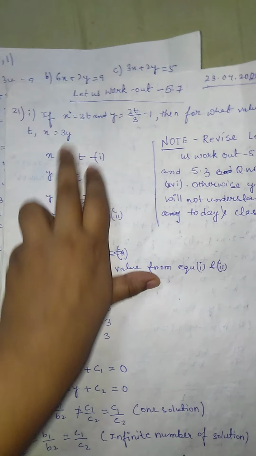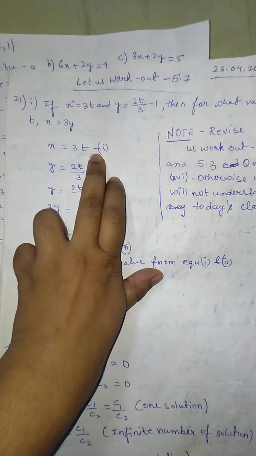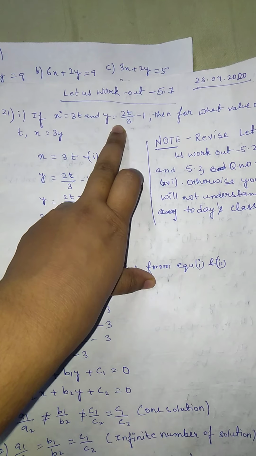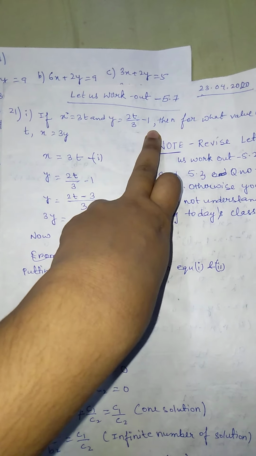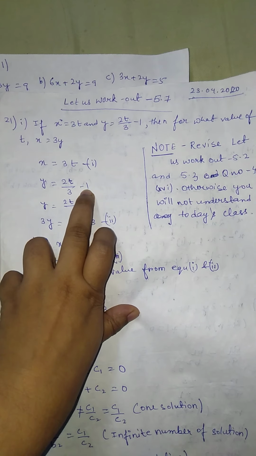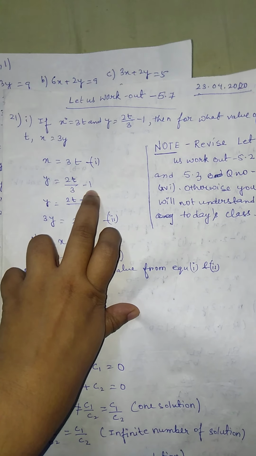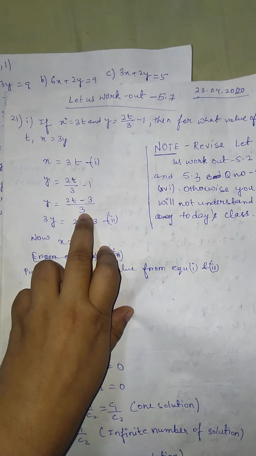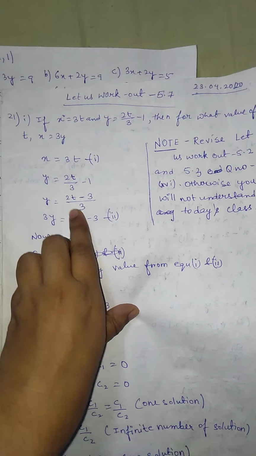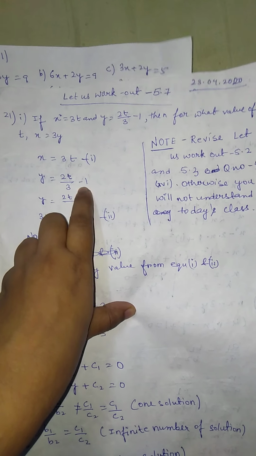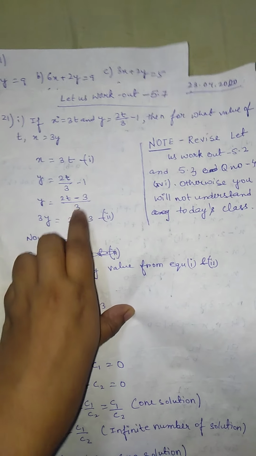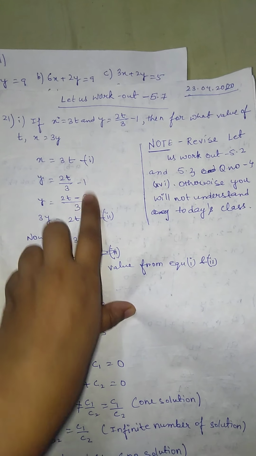x equals 3t, you will write and call it equation 1. And after that what is given to you? y equals 2t by 3 minus 1. So y equals 2t by 3 minus 1. Now 3 and here you have nothing, means 1 in the denominator. So LCM will be 3. 3 divided by 3 it will give you 1. 1 into 2t, 2t. Now 3 divided by 1. From where I am getting this 1? In the down if there is nothing it means 1. So 3 into 1, 3.